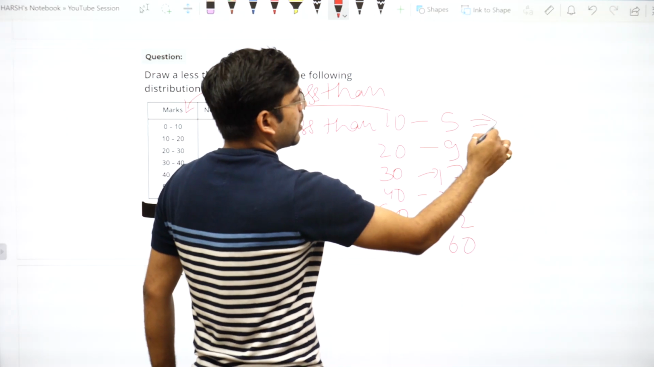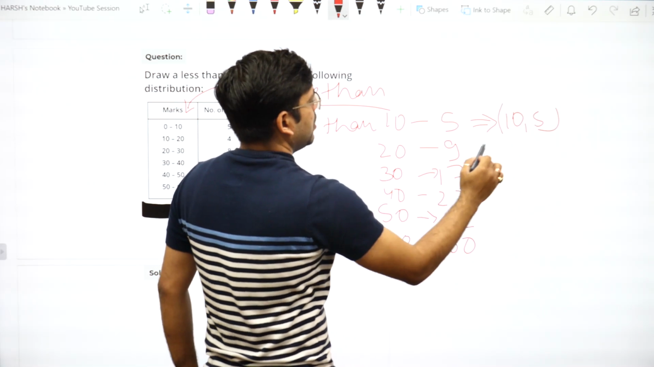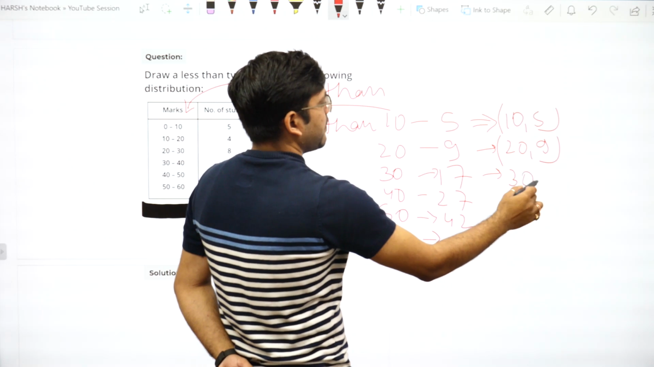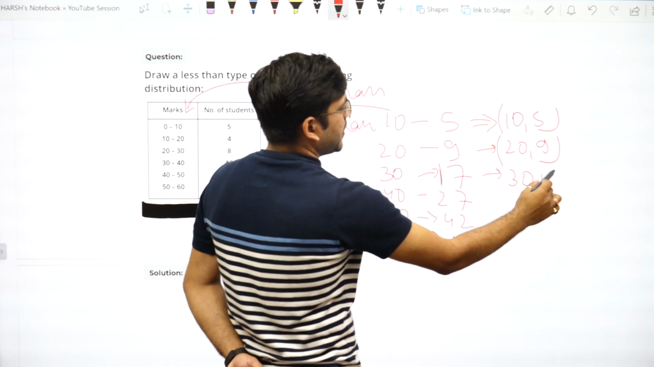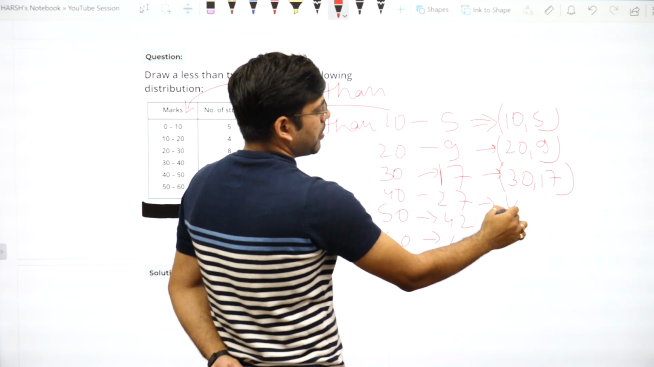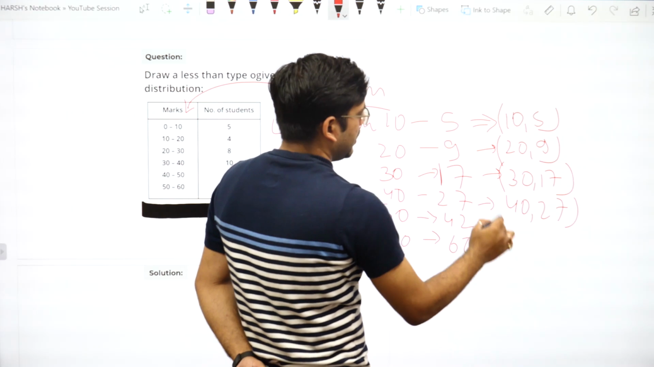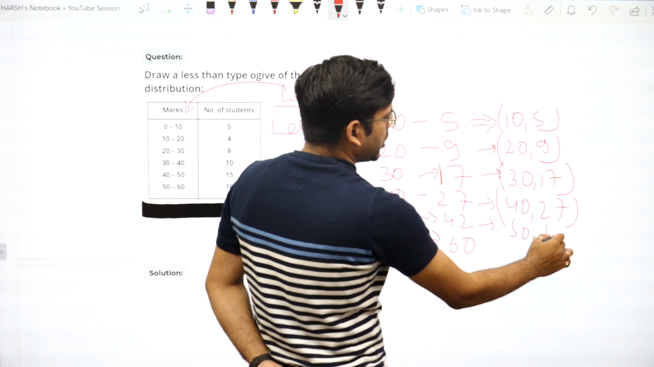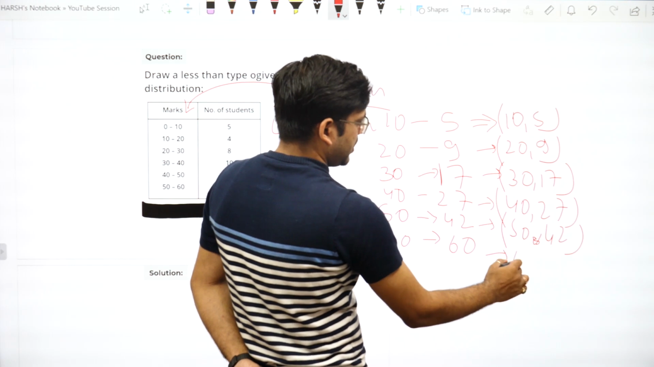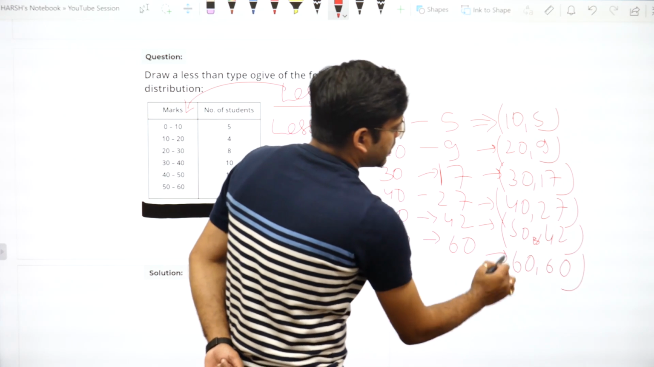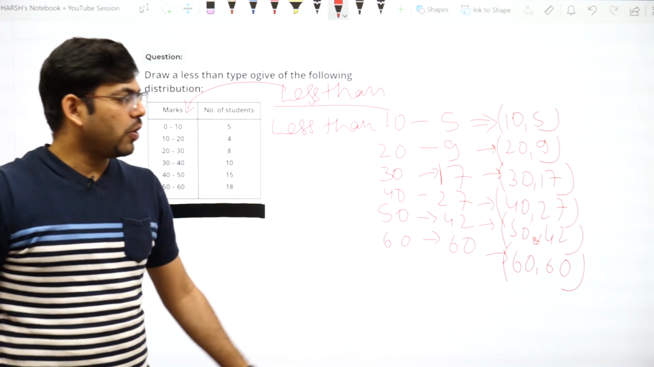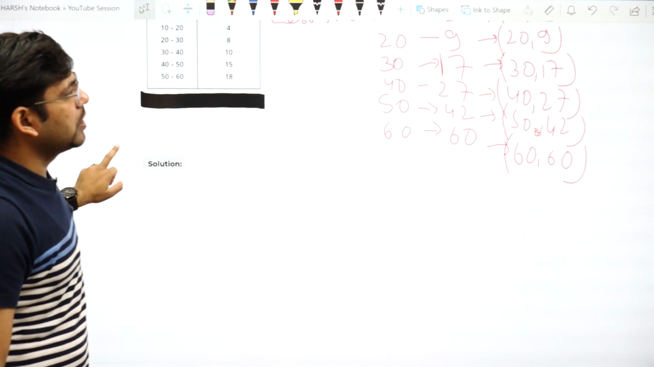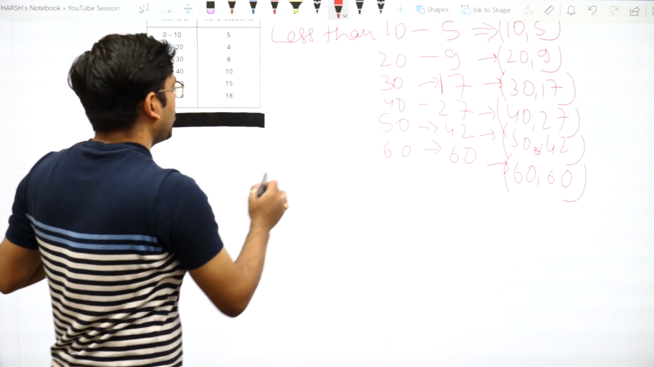I'll write down the coordinates: that is 10, 5; 20, 9; 30, 17; and then 40, 27; thereafter 50, 42; and then 60, 60, isn't it? Now once we have got all the points, just come on the graph paper and plot all the points.